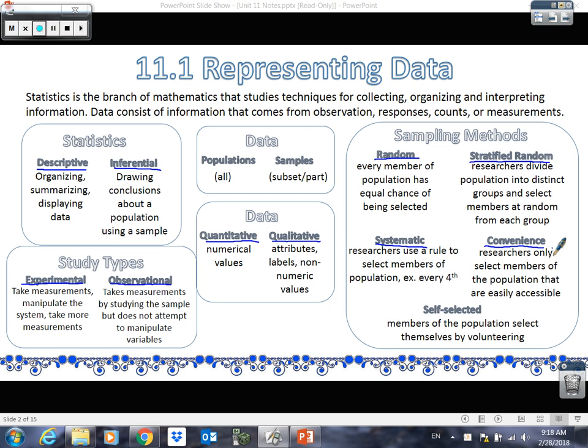And then last is self-selected. That's where you get people to volunteer for a study. Maybe you've heard advertisements about, oh, we're doing a sleep study. Would you volunteer? If you want to volunteer, they would tell you whatever. Maybe you get money or something, or free services. So we have self-selected sampling methods as well. Okay, so that's just a general overview. We're going to focus on some specific ways to model or represent data. So let's go to the next slide.